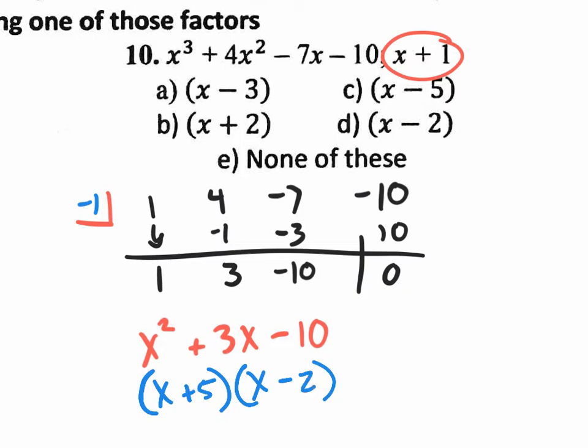+5 times -2. Come on, guys. Right? Okay, so there are your factors. If you wanted to, you could even write the original binomial that they gave you that they said was a factor. And this is your completely factored form, right? But what are they asking for? Which of these multiple choice answers are factors?